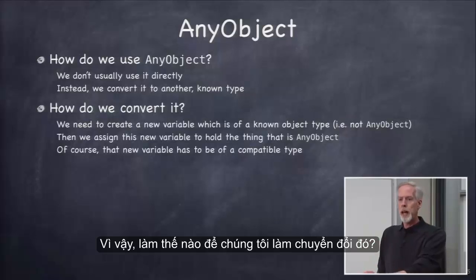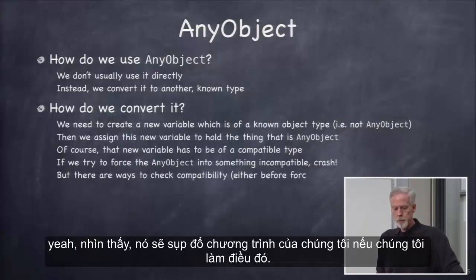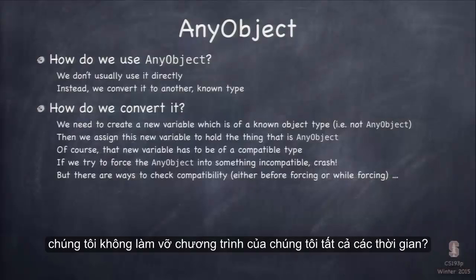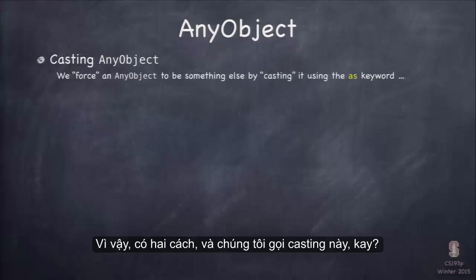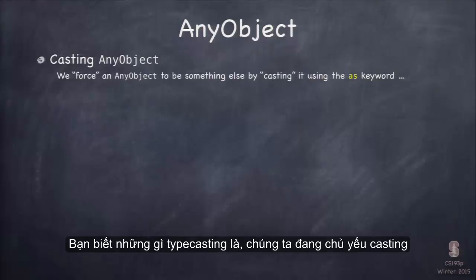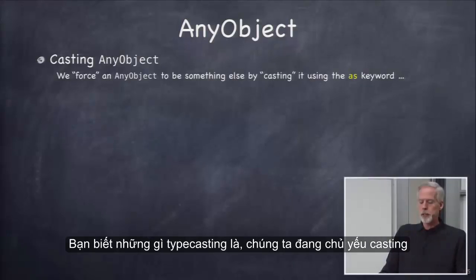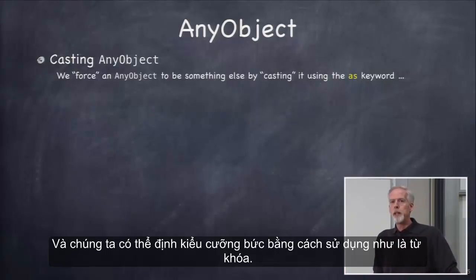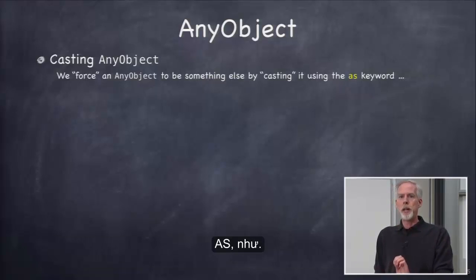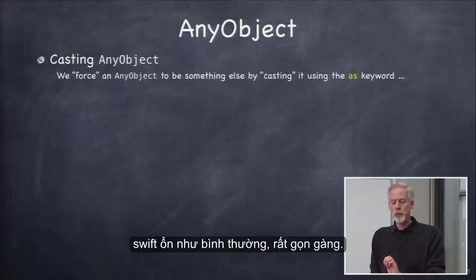So how do we do that conversion? Yes, it would crash our program if we do that. How do we do that conversion safely so we're not crashing our program all the time? So there's two ways, and we call this casting. You know what type casting is. We're essentially casting the type from any object to something else. And we can typecast forcibly using the as keyword, as. Swift, as usual, very succinct.